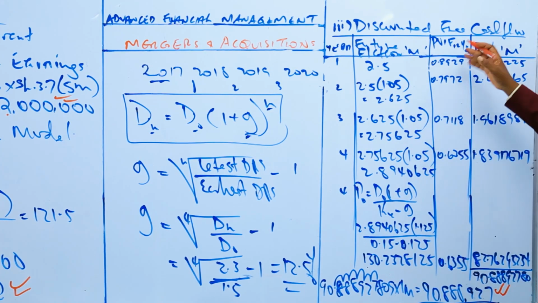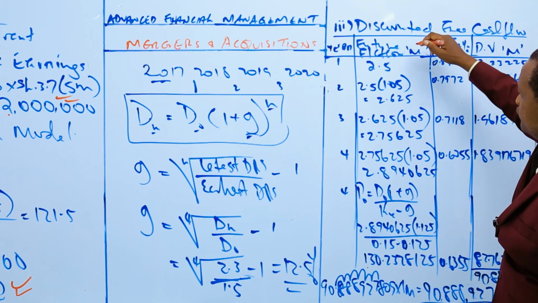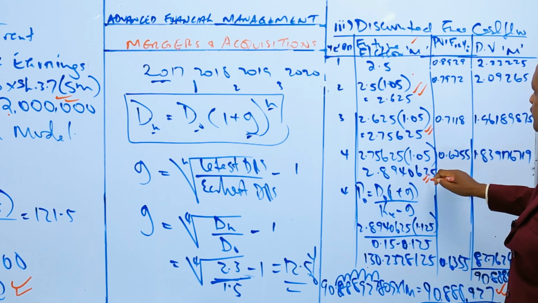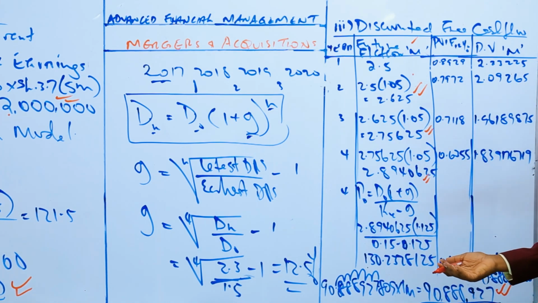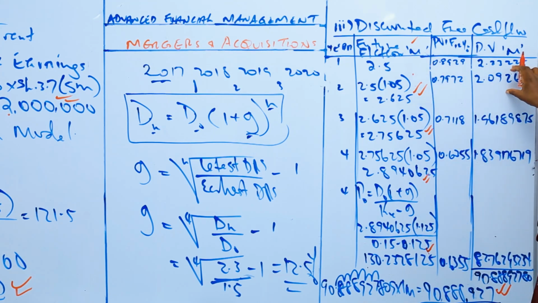So when using the discounted free cash flows basis, you use the information provided in the question to first of all get the future values. These are the future free cash flows. Then these future free cash flows are discounted back to the present terms using the present value interest factor at the rate of 12%. So these are the present values, which we then sum to determine the value of the target company using the discounted free cash flows.